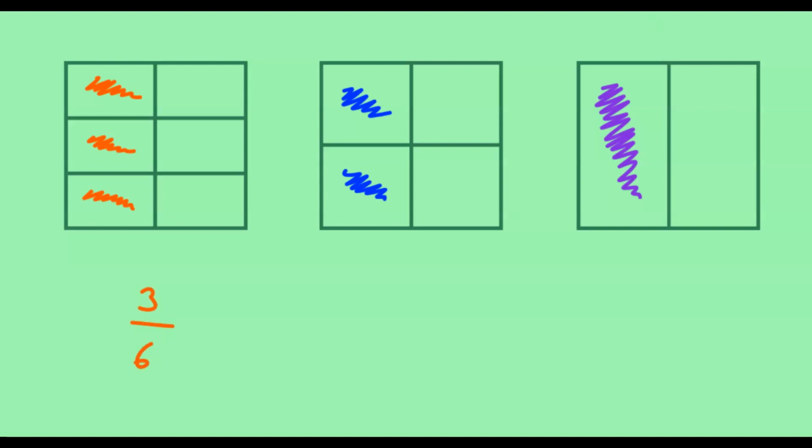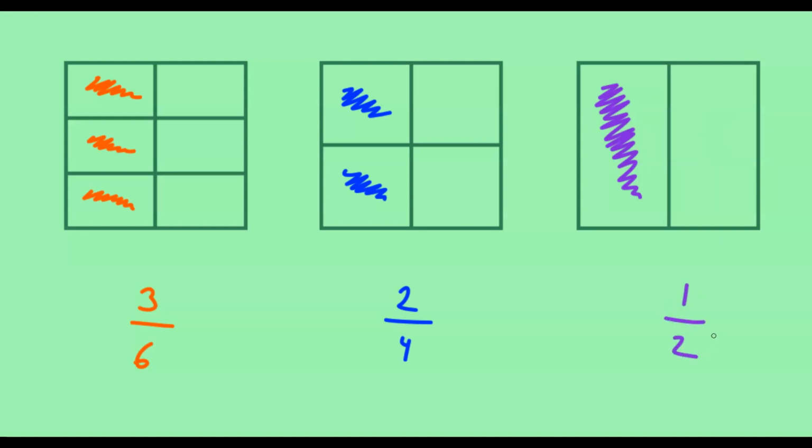If we have a look at the second rectangle, we have 1, 2, 3, 4 parts. And out of those 4 parts, 2 are shaded. So what fraction does that represent? It represents 2 divided by 4. And if we have a look at the last rectangle, we can see that there are 2 parts, and out of them just 1 is shaded. So what fraction does that represent? It represents 1 divided by 2.